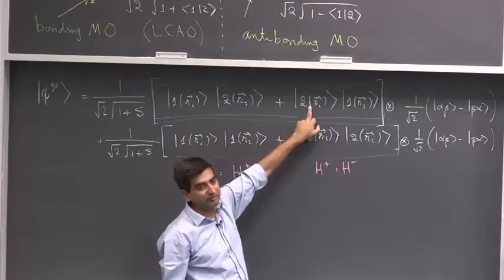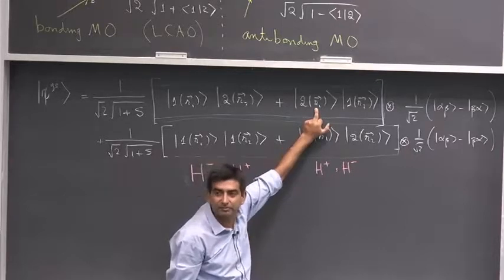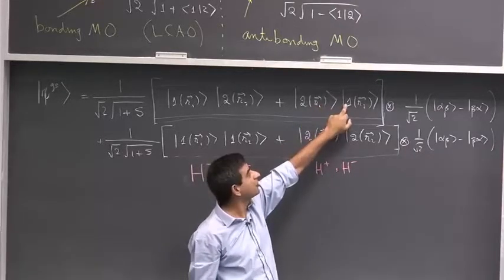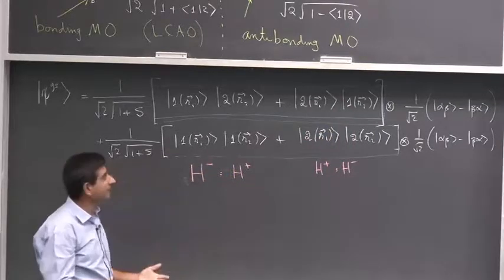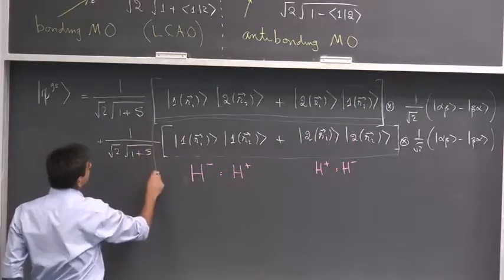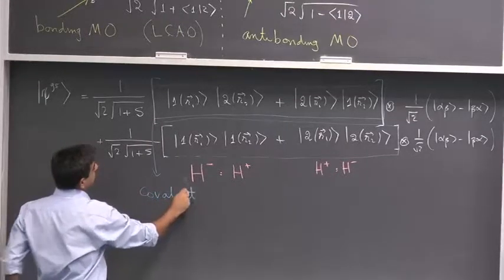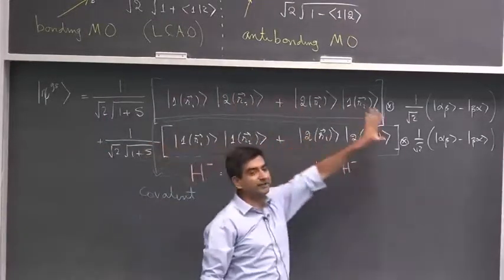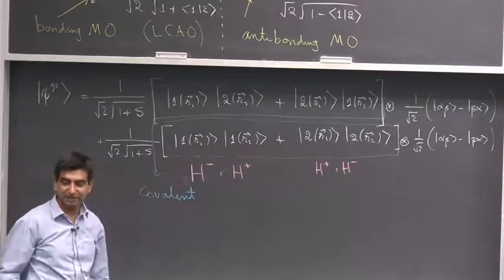First electron, position R1, attached to nucleus 2. Second electron, position R2, attached to nucleus 1. So this again represents sharing of electrons. So this represents a covalent term, and this is called a covalent bond, with the sharing of electrons.